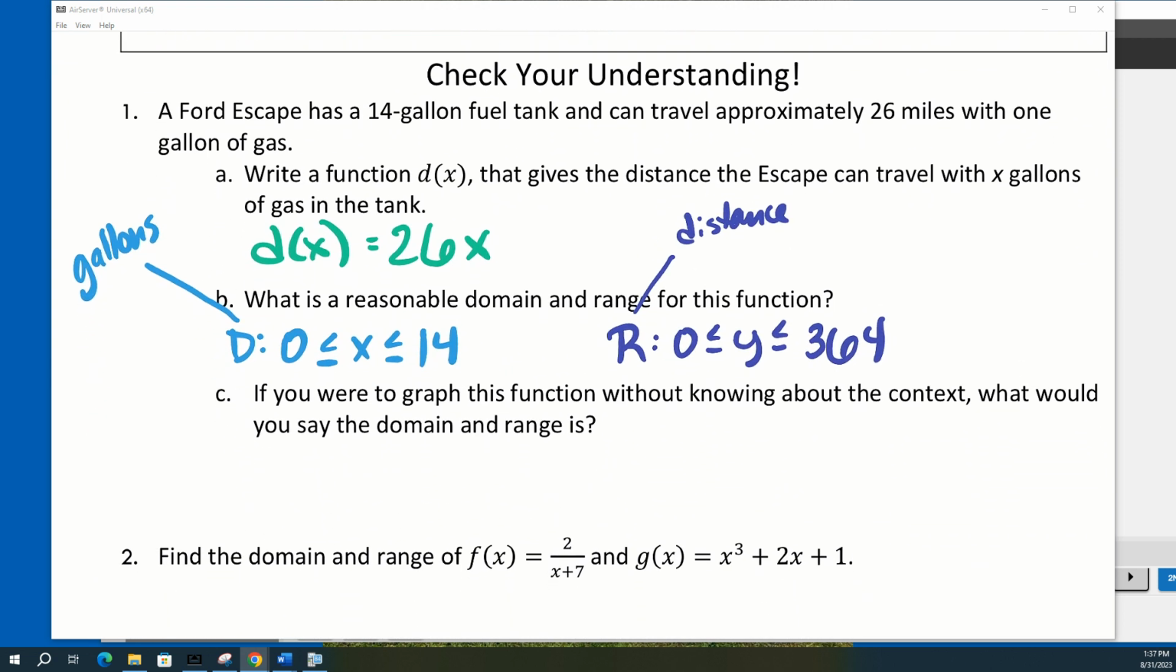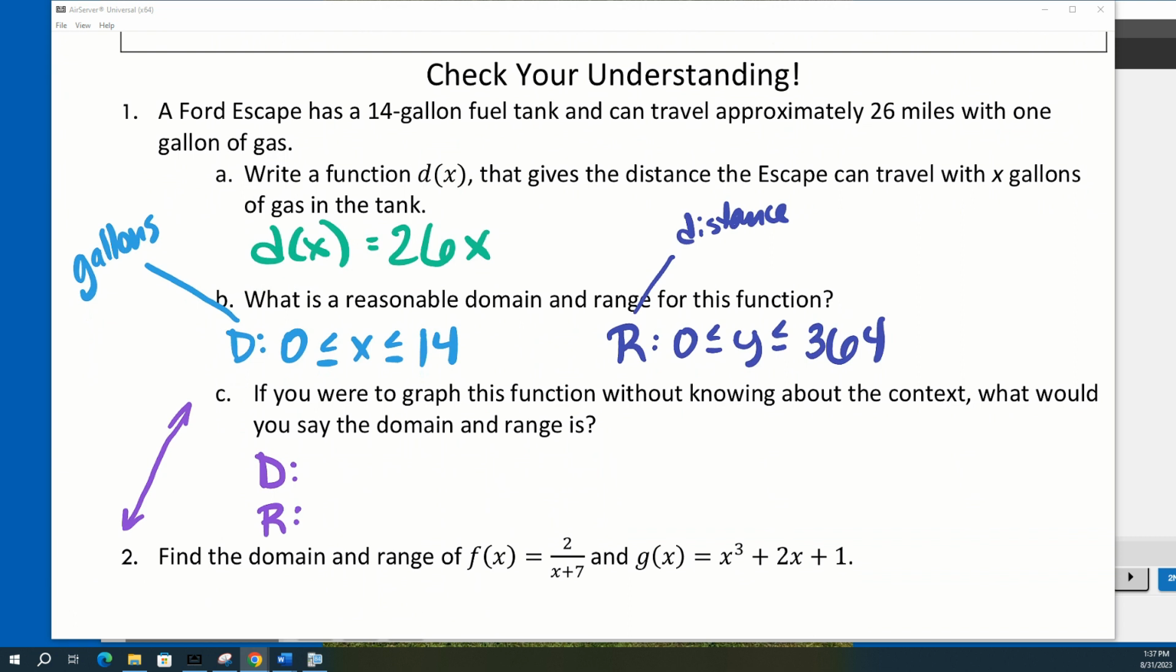All right. Now, let's say this wasn't a contextual problem and we just had this function. What kind of function is this? What's this graph going to look like? It's a straight line. It's a linear function with a really steep slope. So if it wasn't contextual and you just wanted to find the domain and range of a line, what would they be? What's the domain of a line? Does a line have any restrictions? No restrictions, right? It's going to be all real numbers.